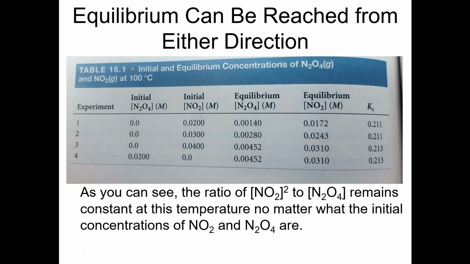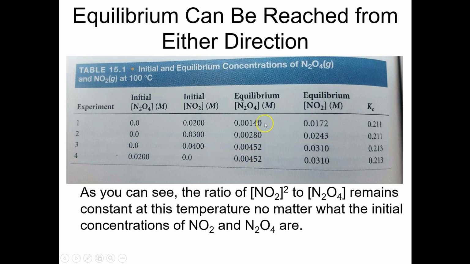Now, here's the thing about equilibrium. Because we're talking about a reaction which can occur in both the forward and reverse direction, you can reach equilibrium from either direction. And so if you go back to the reaction in which we were watching N2O4 dissociate or decompose into NO2, we can start with all product and no reactant, which is what experiments 1, 2, and 3 are. Or we can start with all reactant and no product, which is what experiment 4 is.